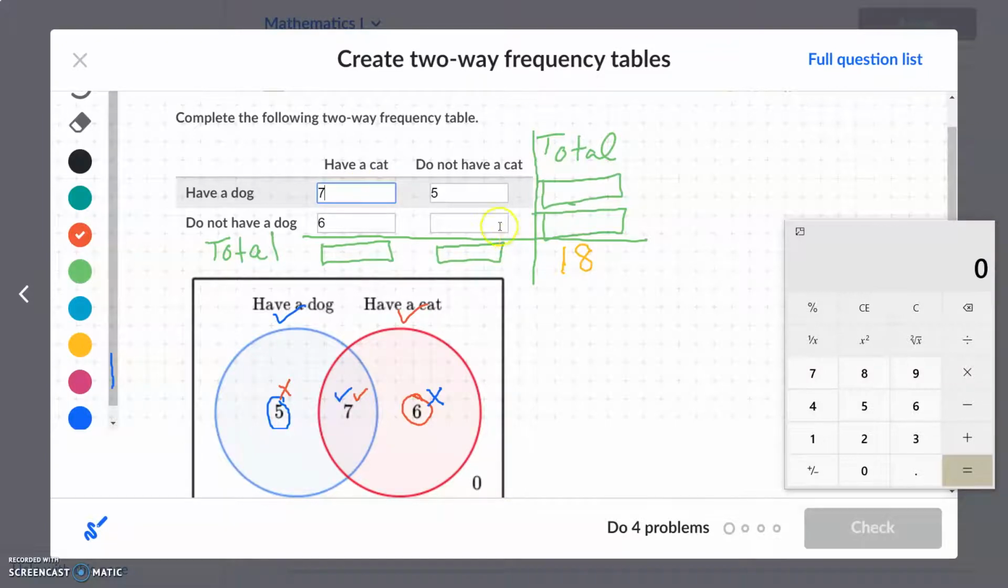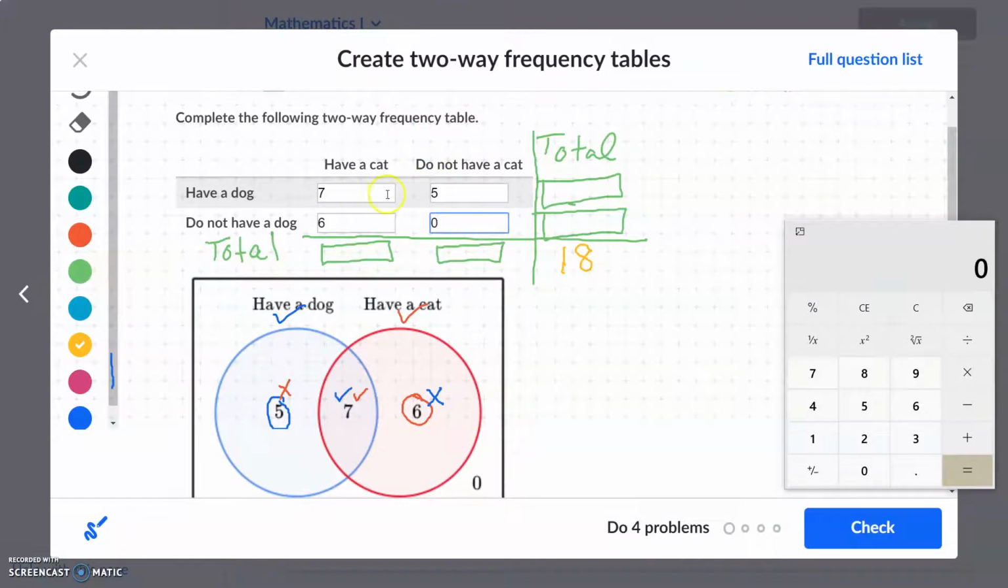So the only number we're missing in the center of this table here is the no cat, no dog. Okay, and that number is actually way out here in the corner. This number down here, I can't even mark it. This number down here, 0, that's your no number.